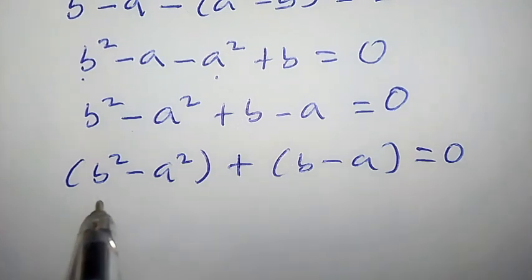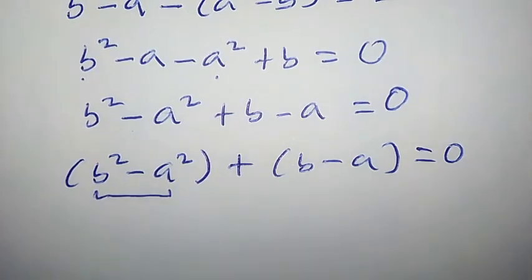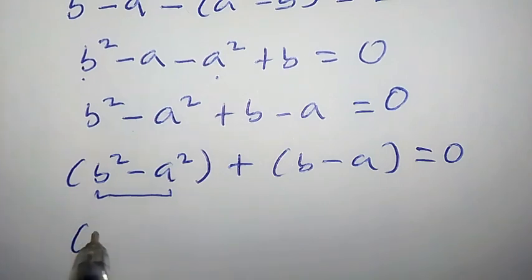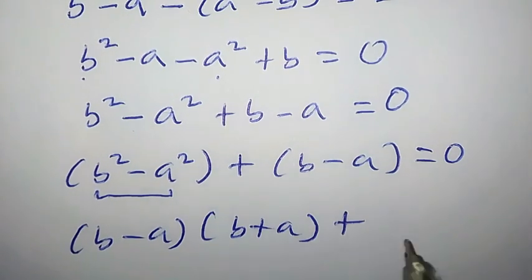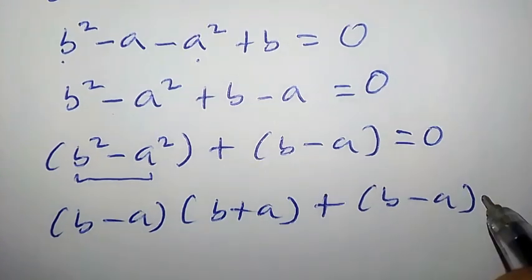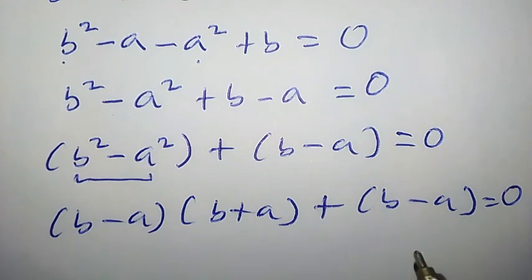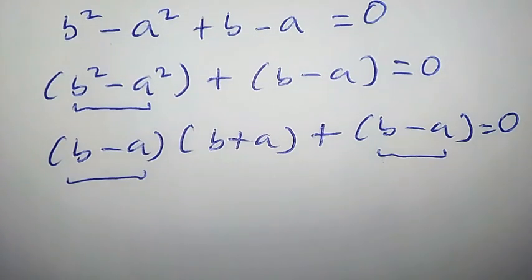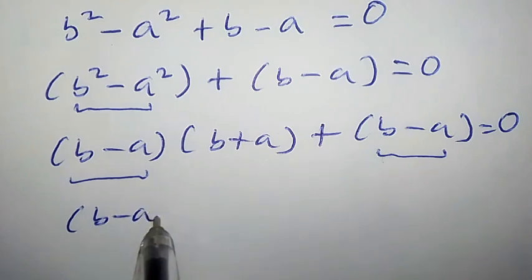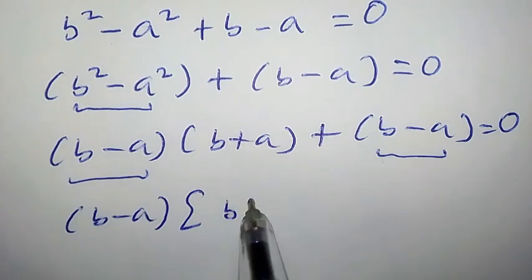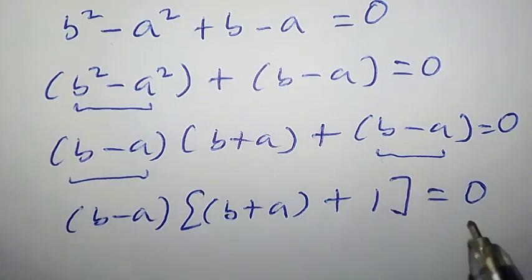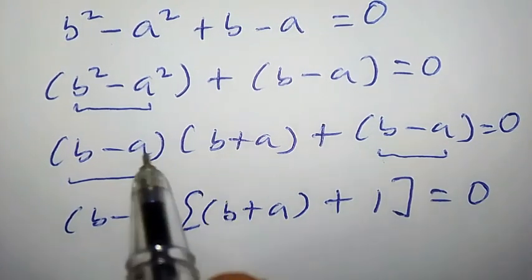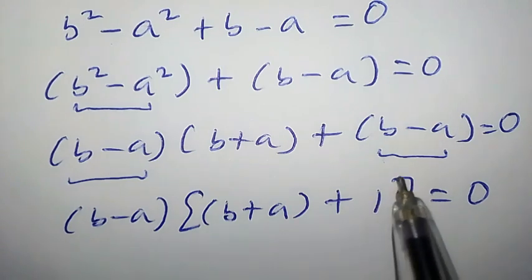Now, you will observe that this is a difference of two squares, and we can write it as (b − a)(b + a) + (b − a) equal to 0. What do you notice here? We have b − a here, and we also have b − a here. So let us factor it out. That gives (b − a)(b + a + 1) equal to 0, because b − a times this gives this, and b − a times 1 gives b − a back.